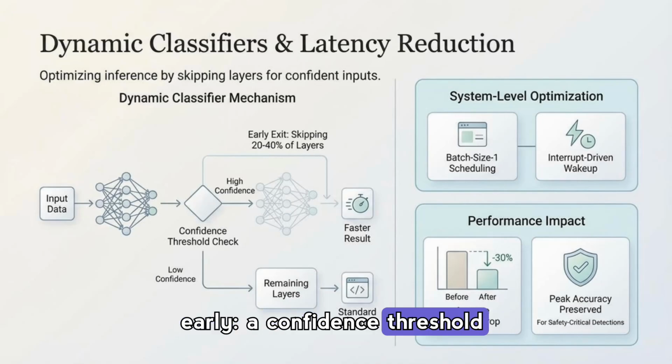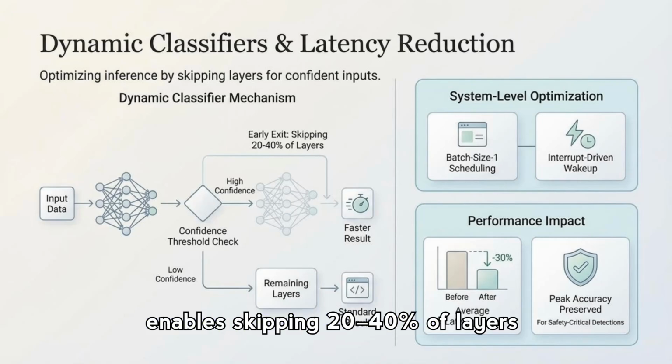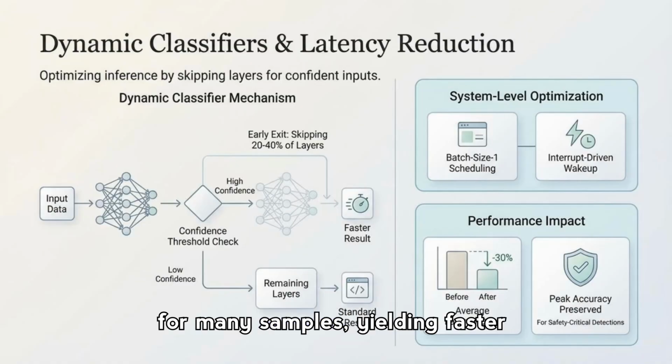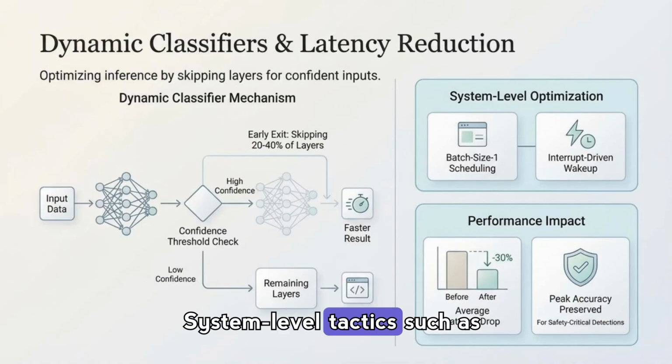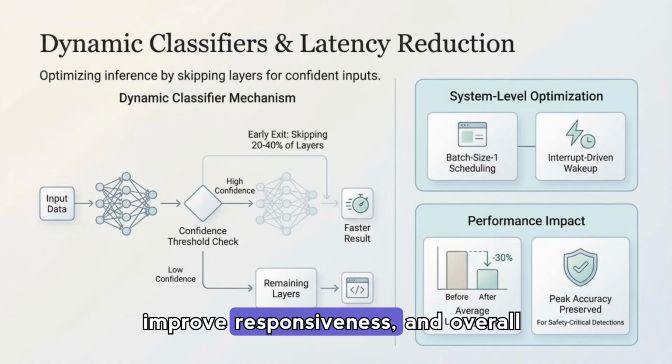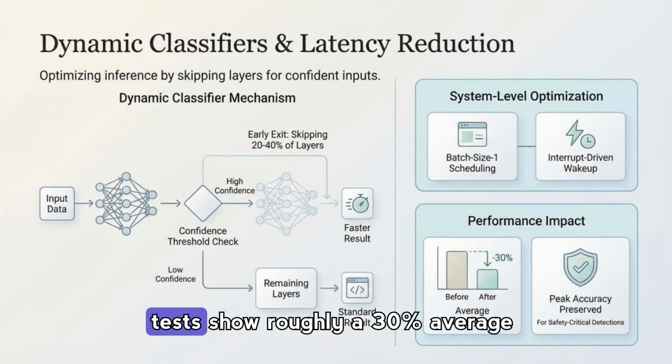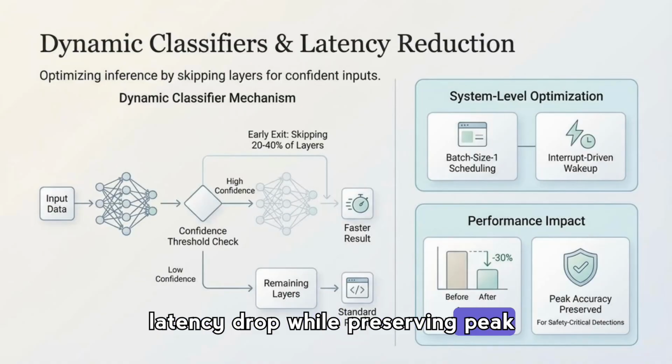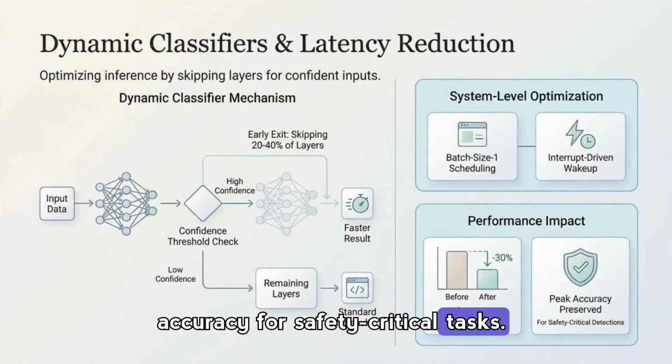Dynamic classifiers reduce latency by letting confident inputs exit early. A confidence threshold enables skipping 20–40% of layers for many samples, yielding faster results with minimal computation. System-level tactics such as batch size 1 scheduling and interrupt-driven wake-up further improve responsiveness, and overall tests show roughly a 30% average latency drop while preserving peak accuracy for safety-critical tasks.